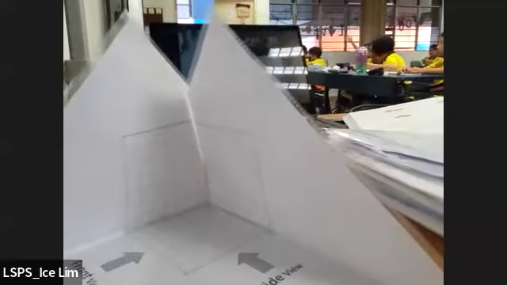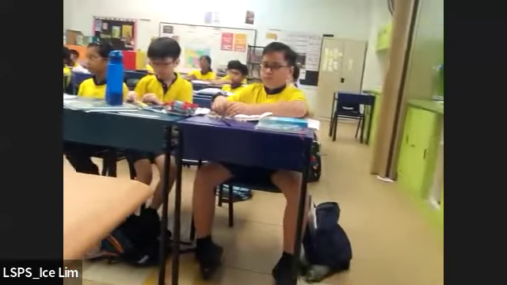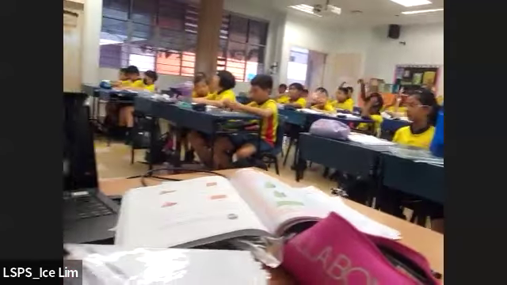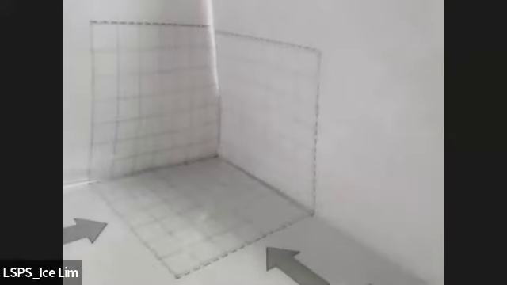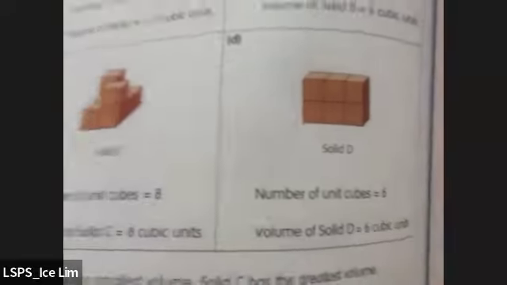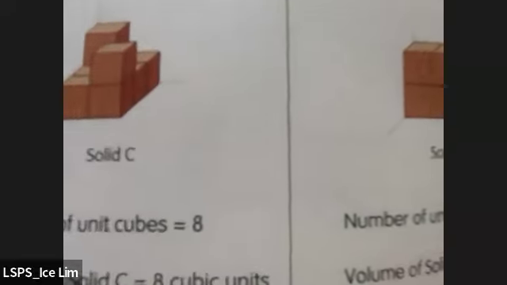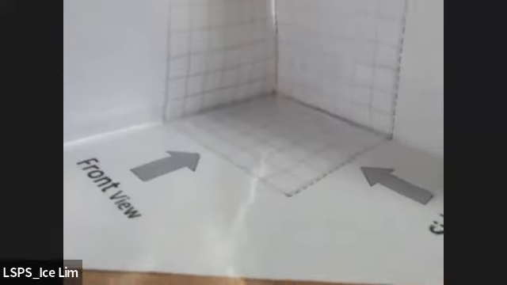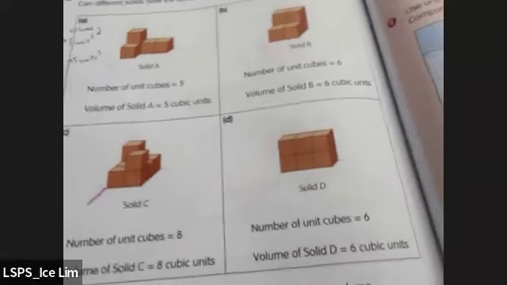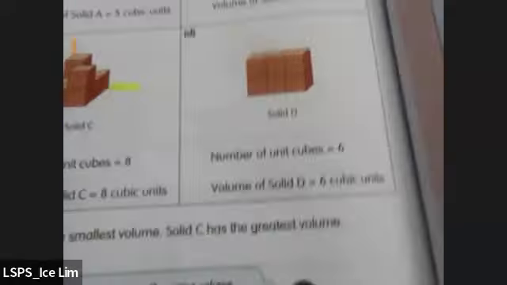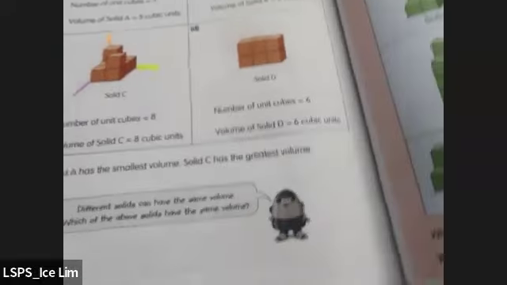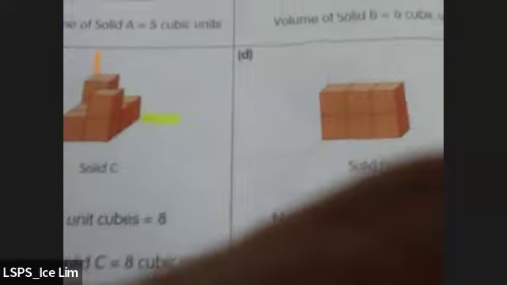I'm going to take my phone up to see. Can you see? So you stand it up like this. For example, I'm going to make solid C. Look at the lines carefully. Can you see the lines? Can you see the three lines here? Can you see the three lines that are colored?